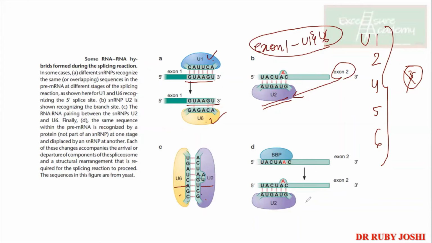Then we have the other protein BBP, which can bind to exon 2. Okay? Now what is the work of BBP? To take this A out so that U2 can bind to exon 2. Yes, guys, I hope this is clear. I'm sure you won't be able to remember this right now, but the concept is clear, like who is interacting with what.